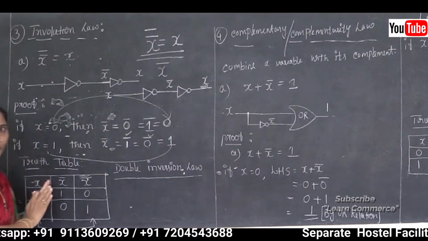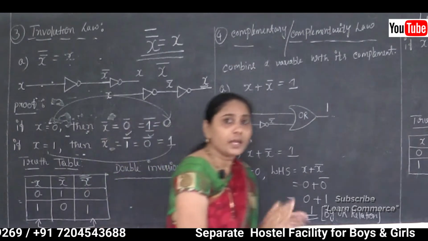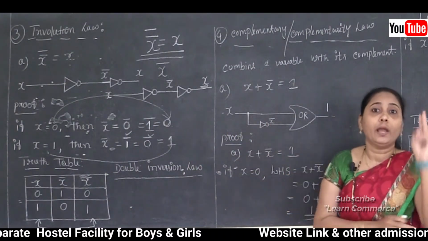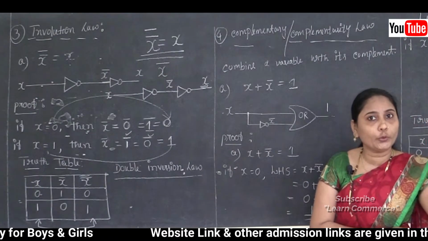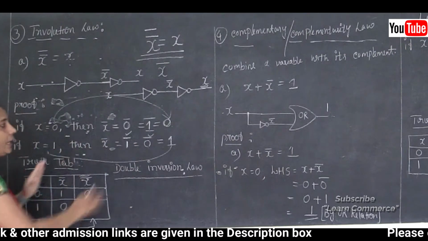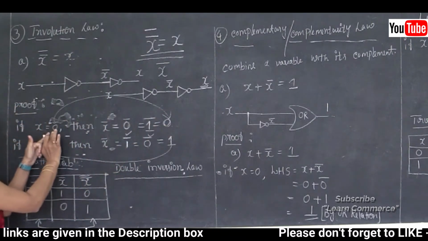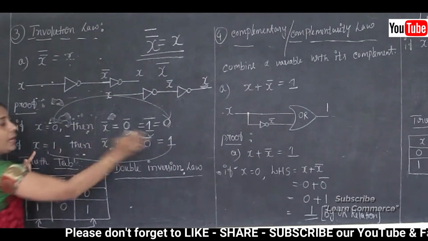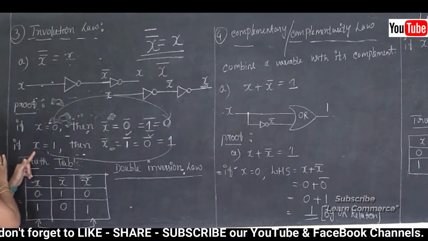So after proving, we can say that if a variable is complemented twice, that means again and again, more than once, that is equal to two times. If a variable is complemented twice, we get the same variable. So if the x value is equal to 0, at last it is also 0. If the x value is equal to 1, at last the value is also equal to 1 only.